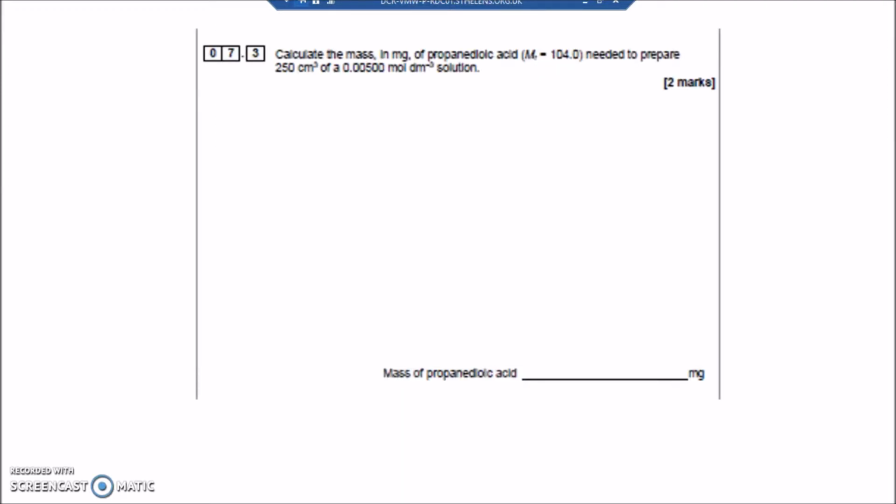Calculate the mass in milligrams of propanedioic acid, MR relative formula mass 104.0, needed to prepare 250 centimetre cubed of a 0.00500 mole per decimetre cube solution. So what have you got? You've got a volume and a concentration. So the volume and the concentration you can use to work out moles.